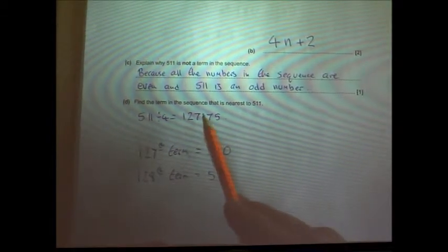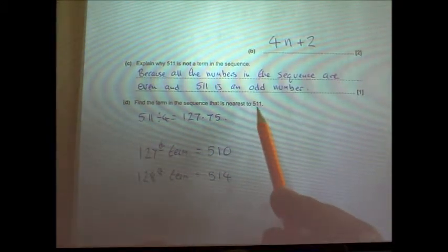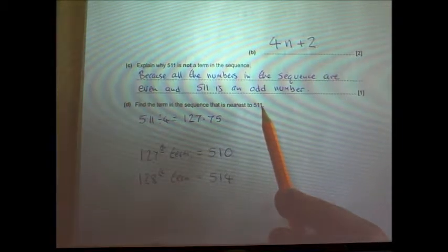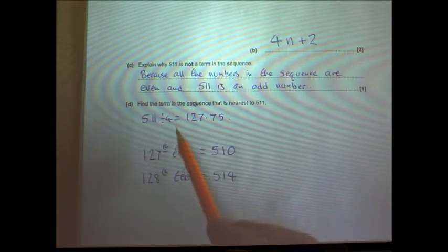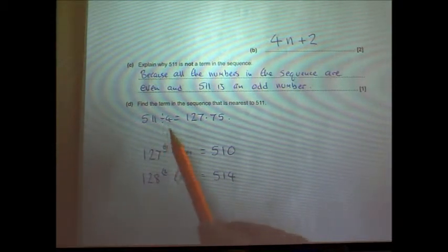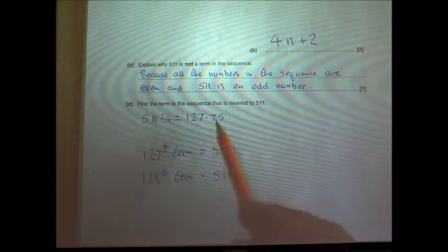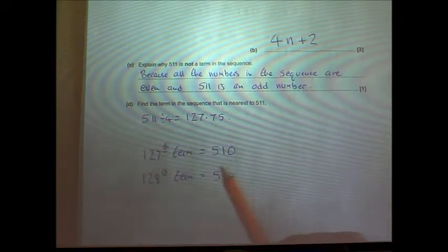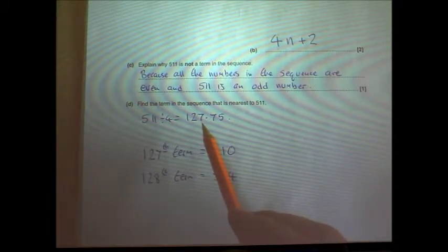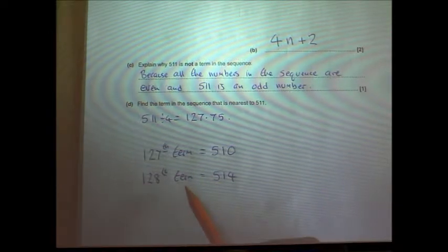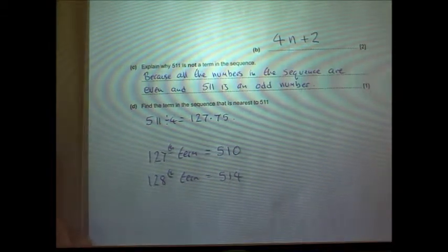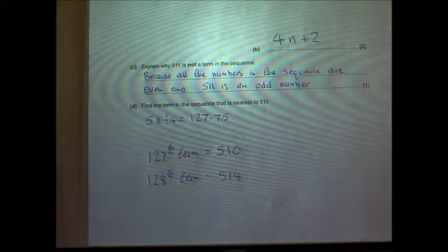Find the term in the sequence which is nearest to 511. So what I've done, I've divided 511 by 4 to give me this. So that means it's going to be between the 127th and the 128th term. So I've worked them both out by doing 4 lots of 127, add 2. Then I've done 4 lots of 128, add 2.